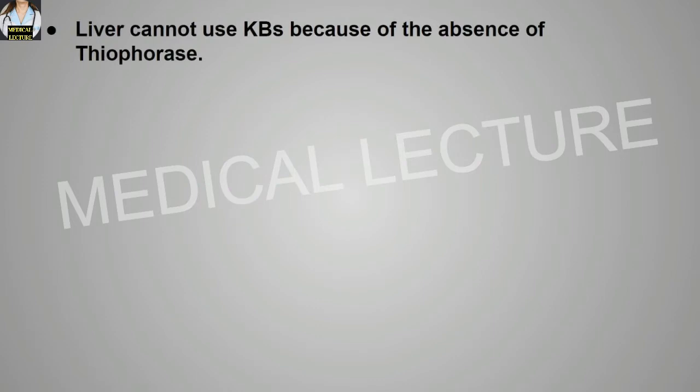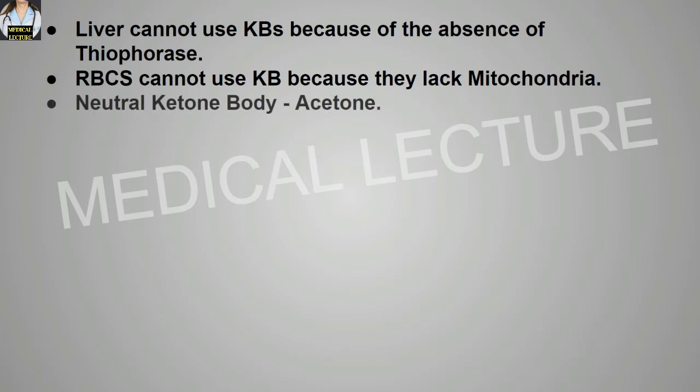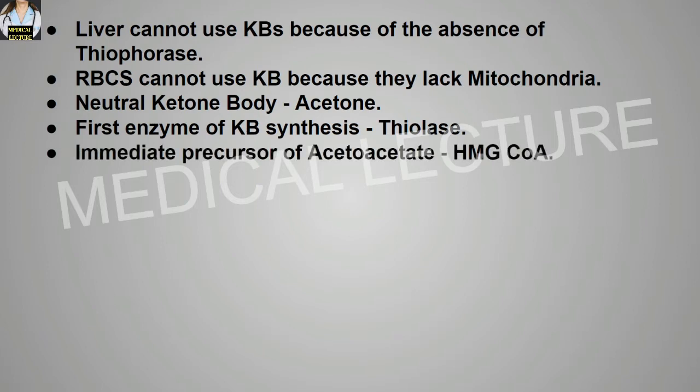The liver cannot use ketone bodies because of the absence of the thiophorase enzyme. Red blood cells cannot use ketone bodies because they lack mitochondria. The neutral ketone body is acetone. The first enzyme of ketone body synthesis is the thiolase enzyme. The immediate precursor of acetoacetate is HMG-CoA.